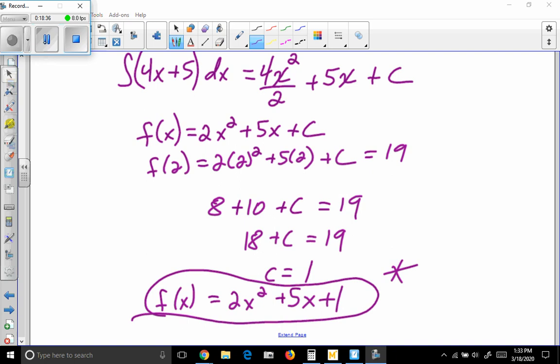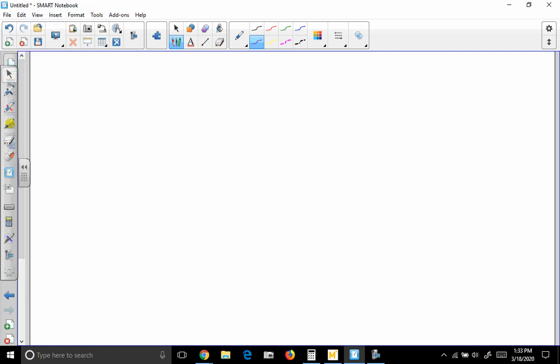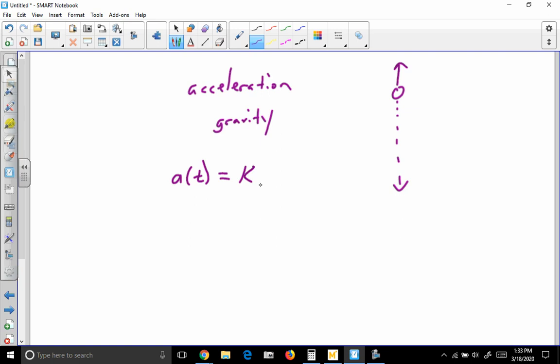Now I want to walk through one more problem, and not really so much a specific problem, but let's talk about when we have constant acceleration. So when we take an object and we drop it, or even if we take that object and throw it up in the air, it undergoes an acceleration due to gravity. And if we're assuming that acceleration to be a constant, then we have this general equation, or we could call that K, or C.